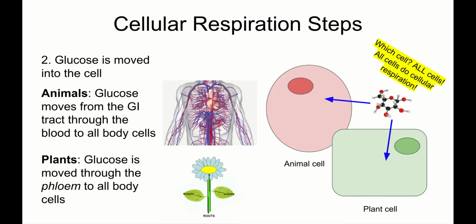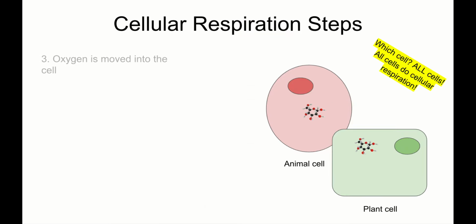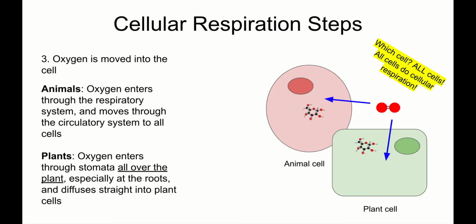Okay, we've moved our glucose into the cell. Step 3, oxygen is moved into the cell. There it goes. In animals, oxygen enters through the respiratory system, you breathe in, and moves through the circulatory system, the blood, to all of your cells.